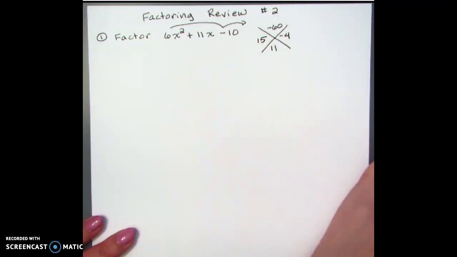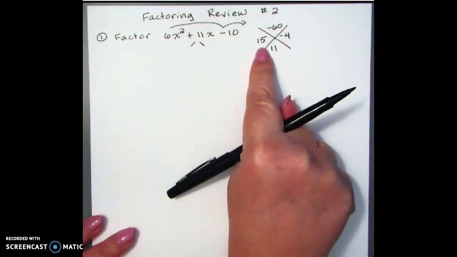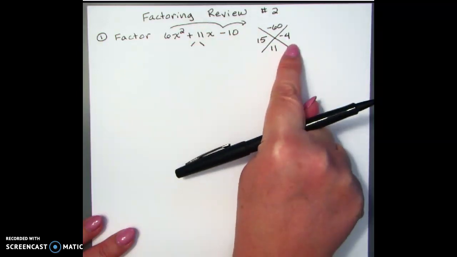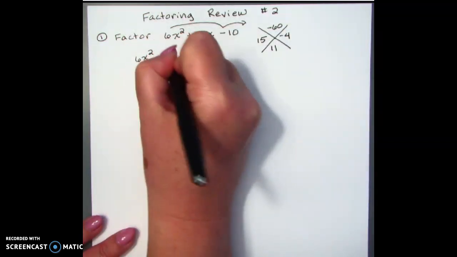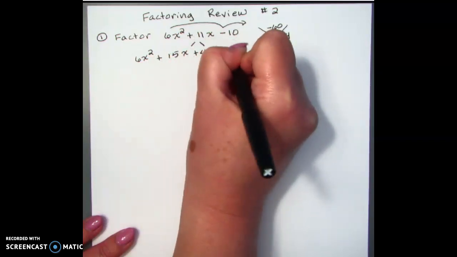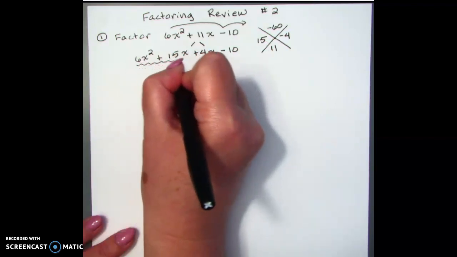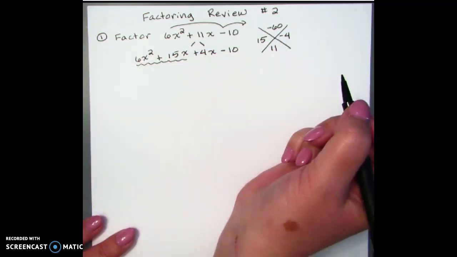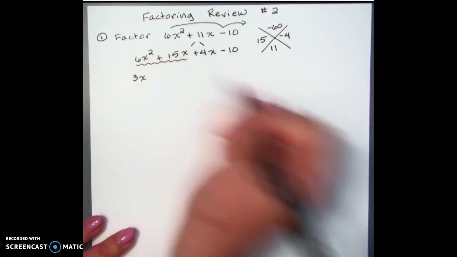I probably should have worked these out beforehand. And so then we're going to take this 11x and split it into 15x plus negative 4x. So we get 6x squared, plus 15x, plus 4x, and then minus 10. So then we're going to group these. So I'm going to group these two together and then ask what their greatest common factor is. So the greatest common factor is 3x.